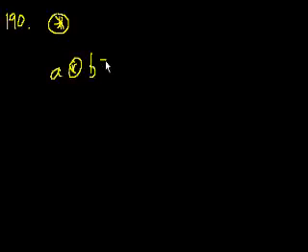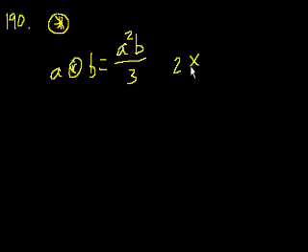We're on problem 190. If the operation star with the circle around it is defined for all a and b by the equation a star b is equal to a squared times b over 3, then what does 2 star 3 star minus 1 equal?